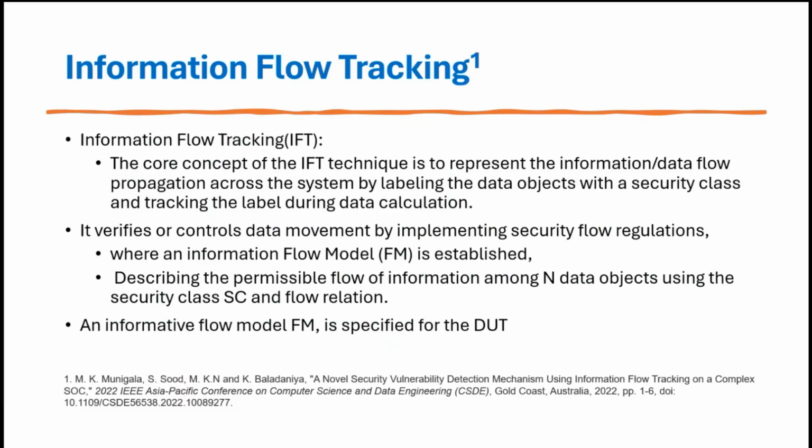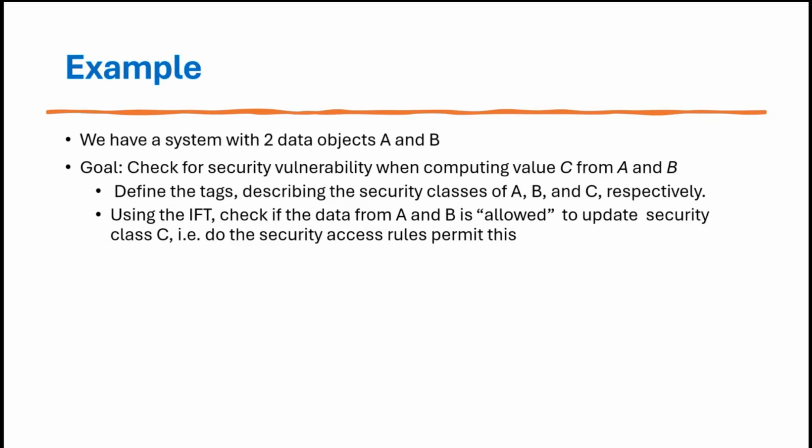Now, what is information flow tracking? Information flow tracking is a mathematical technique using which we can represent the information and data which is flowing across a given system. For more details, you can refer to the paper which we published a couple of years back. Basically, it verifies whether the data movement between a given source and a given destination is allowed or not allowed. And an information flow model, which we call FM, is specified on a DUT to DUT basis. So we can give an example in this case.